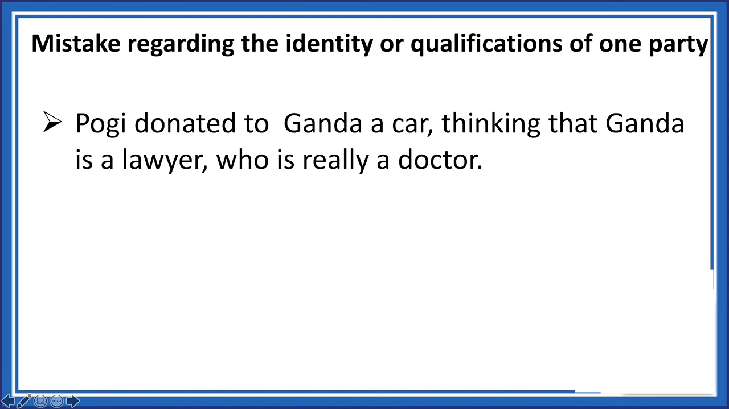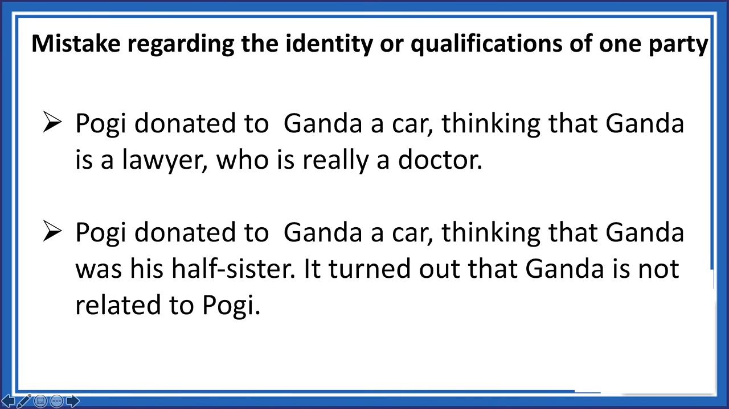But if the mistake as to identity is like this: if Pogi donated to Ganda a car, thinking that Ganda was his half-sister, but later on it turned out that Ganda is not related to Pogi, Ganda is not his half-sister, and so the mistake as to the identity of Ganda is material. Because actually, obviously, her identity was the principal reason or consideration why Pogi gave his car.